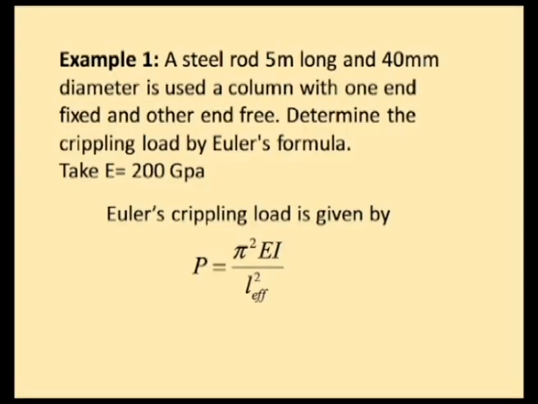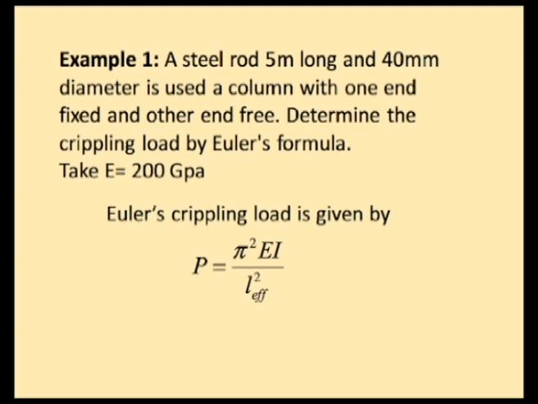For the long column, the formula depends on the different end conditions. So, we need to arrive at the crippling load for different end conditions. We should be in a position to derive the formula, as well as apply the formula to various numerical examples and get Euler's crippling load. So, this is a numerical example wherein we will employ the formula which we have derived so far.